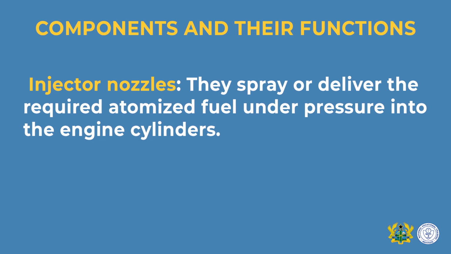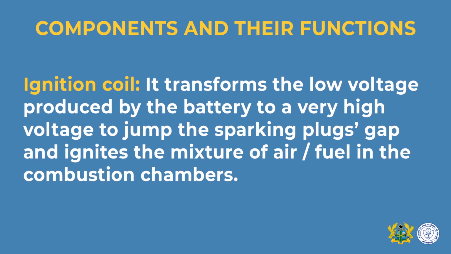We have the injector nozzles. Their duty is to spray the pressurized, atomized fuel into the individual cylinders as required. There is an ignition coil. The ignition coil acts like a transformer. It increases the battery voltage from 12 volts up to 24 volts, so that a stronger spark will jump the spark plug gaps to be able to ignite the highly compressed mixture in the combustion chamber.